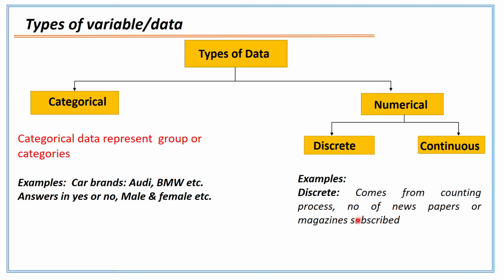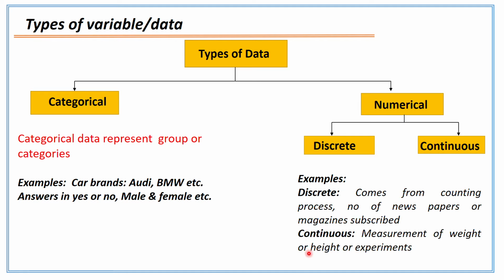So if someone asks you how many newspapers you take or how many magazines you have subscribed, you cannot answer like 1.5 or 2.5 or in certain fractions. Either you can subscribe 1, 2, 3, 4 or 5. So those kind of data is known as discrete data.